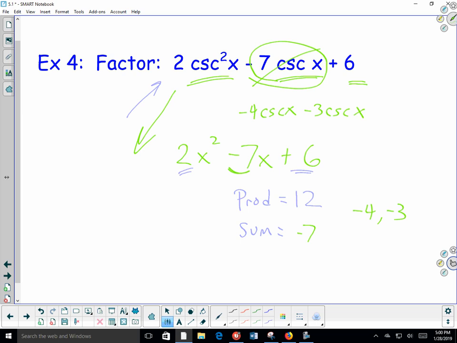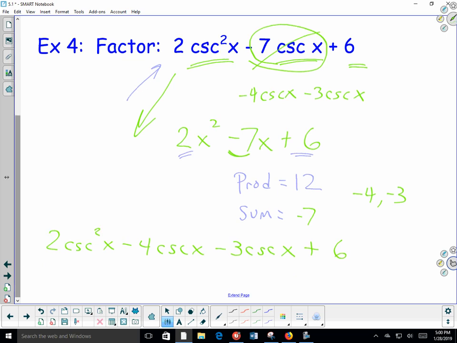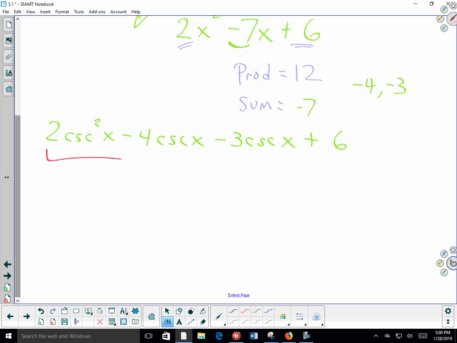So altogether, we're going to write 2 cosecant squared x minus 4 cosecant x minus 3 cosecant x plus 6. Factoring by grouping, which you are all experts at. What could I factor out of these first two? I think a 2 and a cosecant x. And then what's going to be left would be cosecant x minus 2.